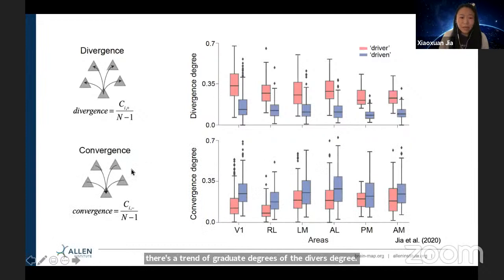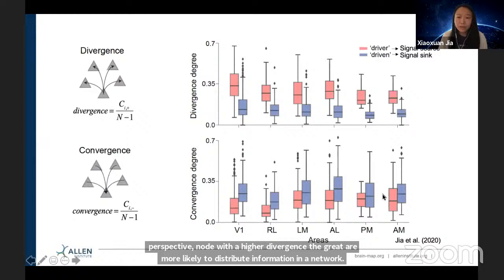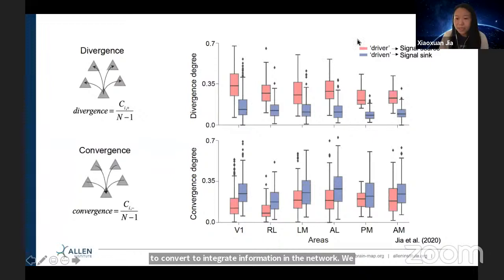We can also estimate convergence degree. And what we found is the driven module actually has a higher convergence degree. Because from a network or graph perspective, nodes with a higher divergence degree are more likely to distribute information in the network, and nodes with a higher convergence degree are more likely to converge or integrate information in the network. We consider the driver neurons are more likely to be signal sources in this visual system, and the driven neurons are more likely to be a signal sink in this visual system we are measuring from.